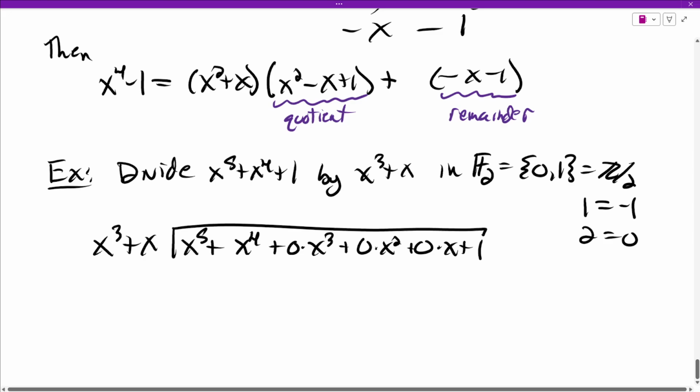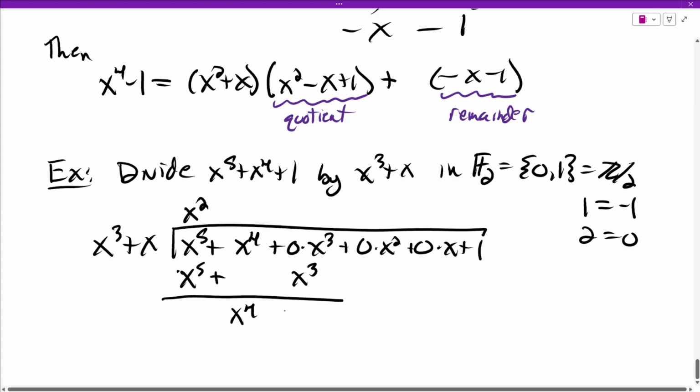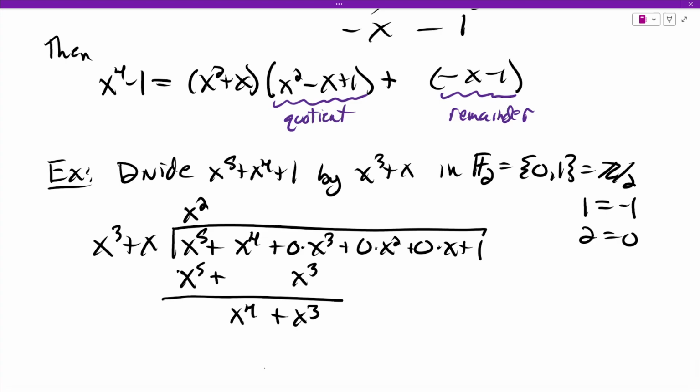All right, so let's do this. x cubed divided into x to the fifth is x squared. Then we multiply the x squared into the left-hand side here. We have x to the fifth plus x cubed when we do that. And then we subtract it, but subtraction and addition are the same in F2 because 1 and negative 1 are the same. So we're just adding these. We're going to get a 2x to the fifth, but 2 is 0. So we're going to get x to the fourth plus x cubed, with that 1 hanging out on the side.